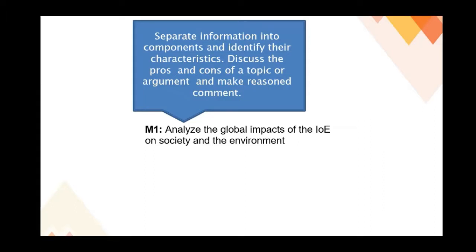So the command verb is analyze. So we need to separate information into its components, and we need to identify those characteristics. So what makes Internet of Everything, and what are the characteristics of the various aspects of Internet of Everything? Now, obviously, we can look at that straight away by looking at the pillars and look at the individual parts, which parts of the pillars used and which type of setting and so on.